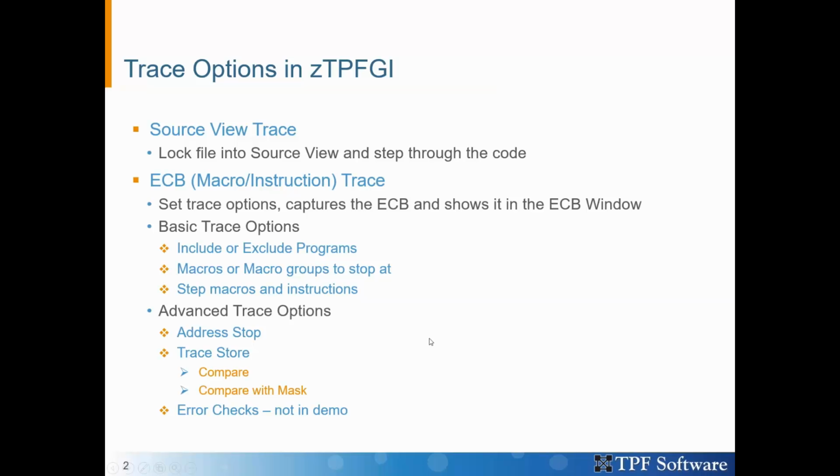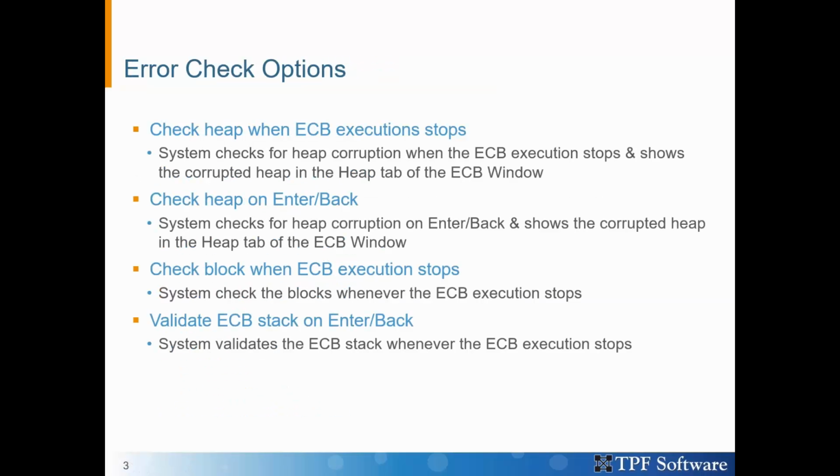The error check options are different settings for checking for corruption. You can check the heap when the ECB execution stops or on enter back, you can check the block when the ECB execution stops, and you can validate the ECB stack on enter back. These are simple checkboxes within the trace options that you can check or uncheck to turn them on and off.